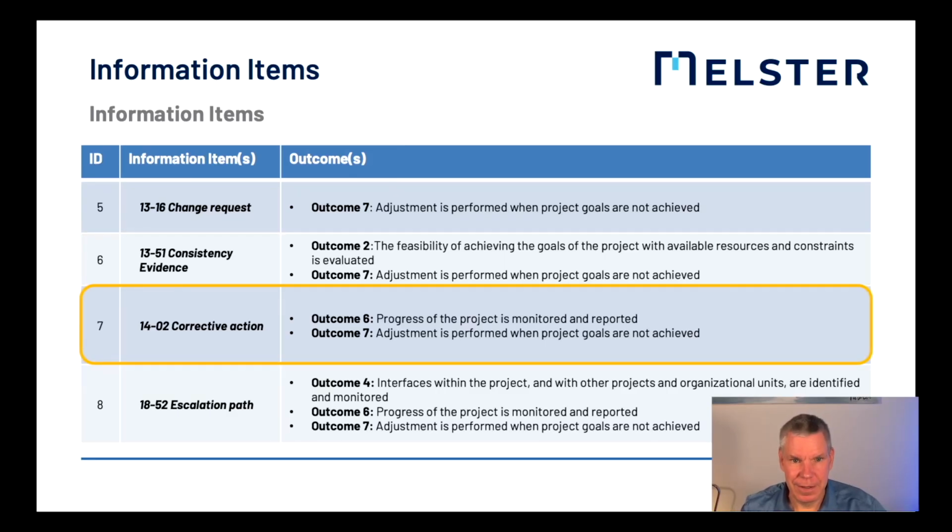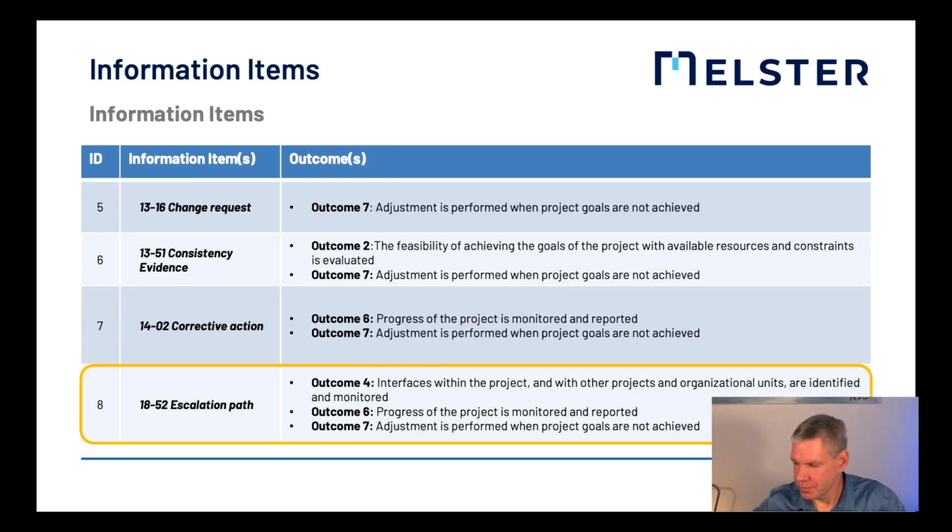The next information item is corrective action. The corrective action is related to the monitoring outcome, number 6, and to the adjustment outcomes. This is because these are the 2 situations where a corrective action might be needed: during progress monitoring, and if adjustments are needed using corrective actions.